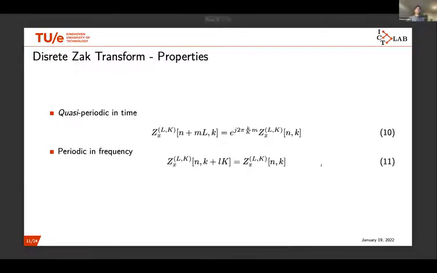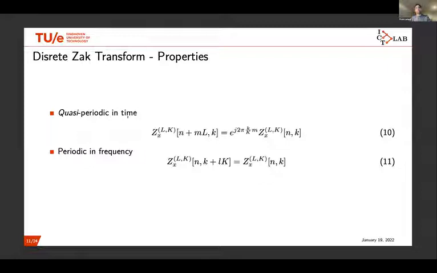So the Zak transform has some interesting properties. Since we're talking here about discrete signals, finite length discrete sequences, like what we do in standard DFT processing, we can also consider them to be periodic with period N. So when you consider the sequence to be periodic with period N, we can also introduce some properties in the Zak domain. First of all, the Zak transform is quasi-periodic in time.